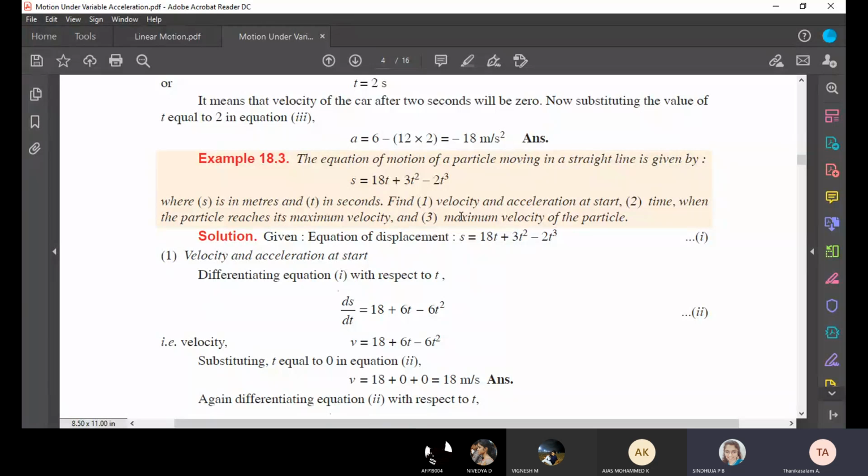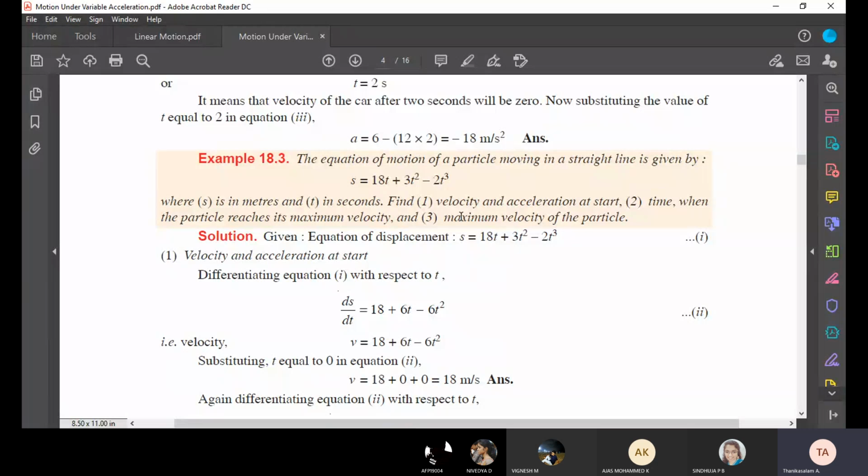So again, same thing they are asking. In this question, the distance is given, displacement. S equal to, you can say displacement or distance, S equal to 18t plus 3t squared minus 2t cube. S is in meters and t in seconds. Find, first aim: velocity and acceleration at start. Students, velocity and acceleration at start.